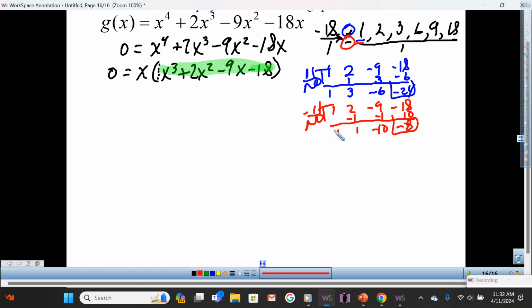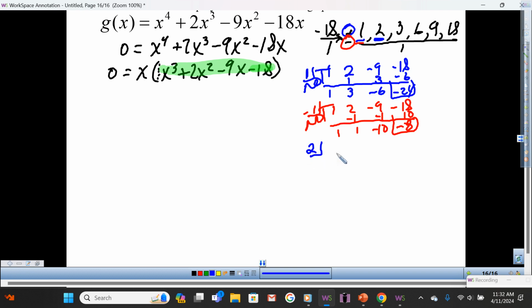Tell your neighbor what to do next, and then Claire's going to pass it to someone. All right, Claire, pass someone. Bree, what do I do next? Try positive 2, all right, as my divisor.